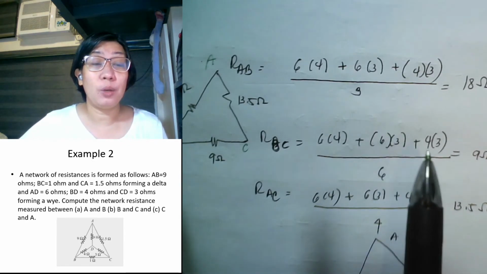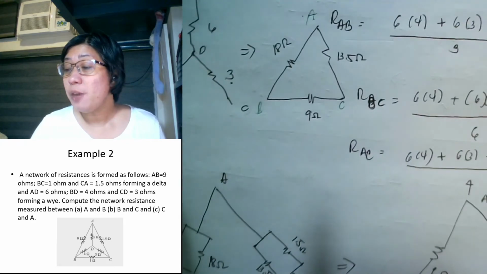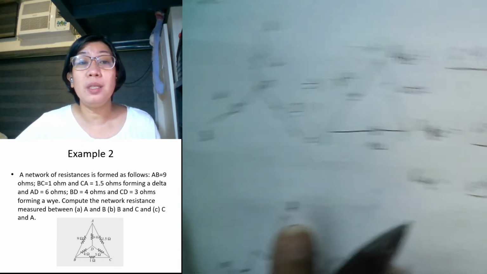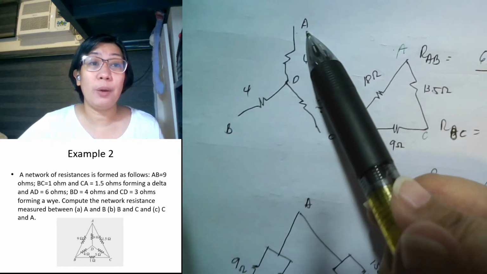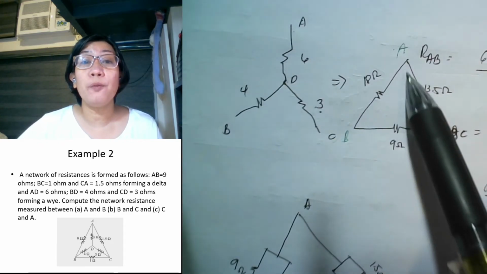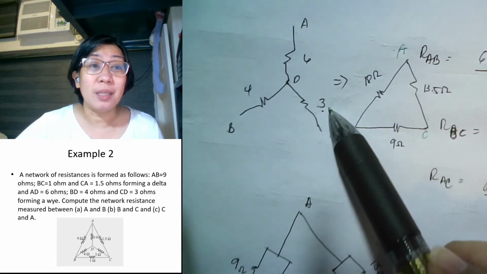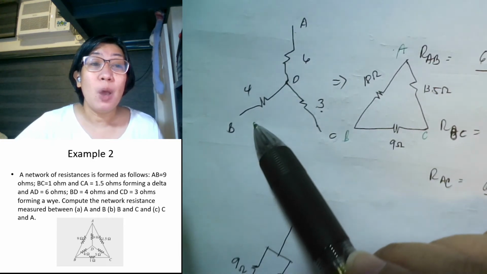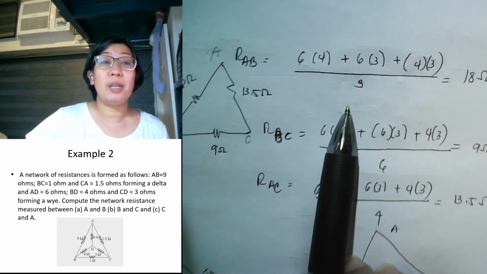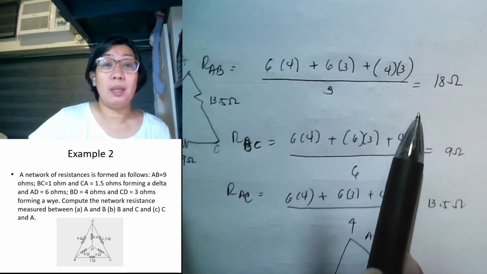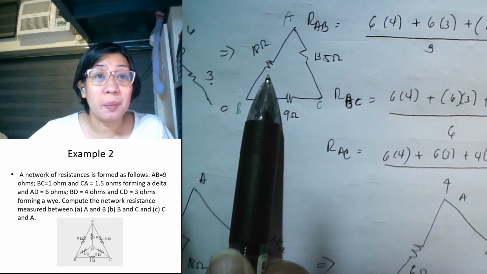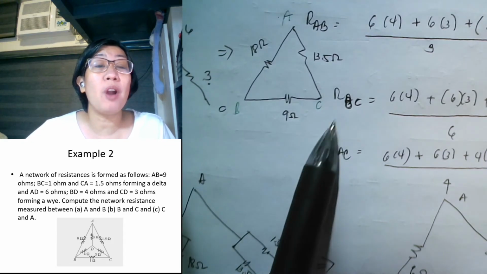They share the same numerators. Let us go to the denominator. We have here RAB. Where is RAB? This is your RAB. What is opposite or not connected to RAB is your R3. So if we want to solve for RAB, our denominator is 3. This is your A, this is your B, and the opposite resistance there is 3. That's why our denominator here is 3, giving a value equal to 18 ohms. So in its delta form, we have here R_AB, which is 18 ohms. The same is true with RBC. Where is RBC?